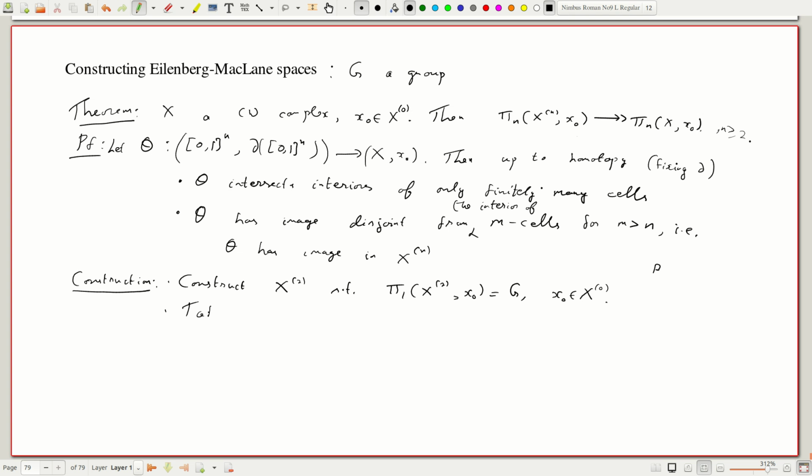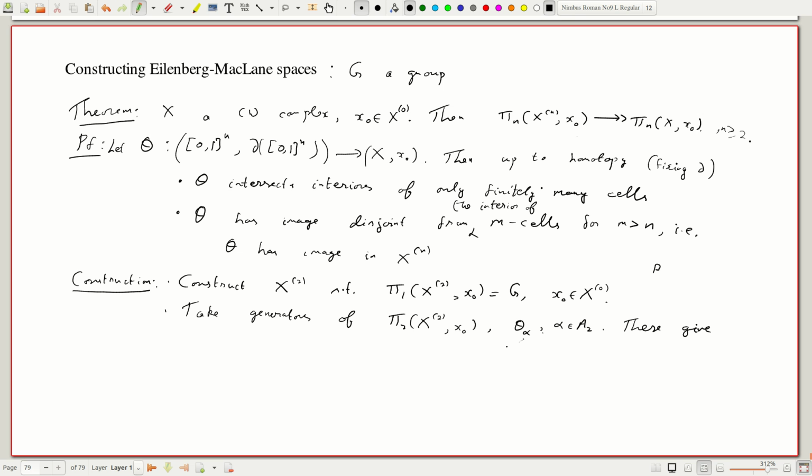Now take generators, there could be infinitely many, of pi 2 of x2 with the favorite base point. Let's call them theta alpha, for alpha in A2. These are maps. So what are these theta alpha? We are in x2 now. We are going to be looking at generators of pi 2. So these are going to be maps from the disk.